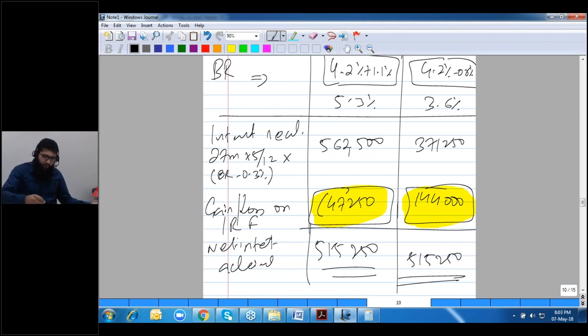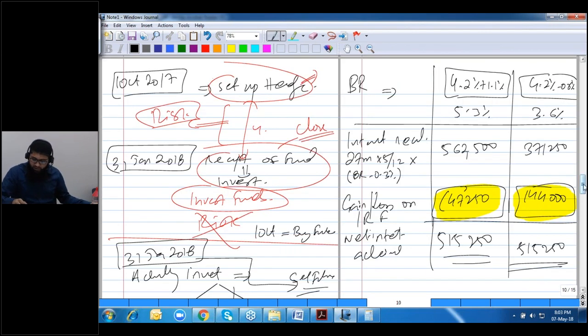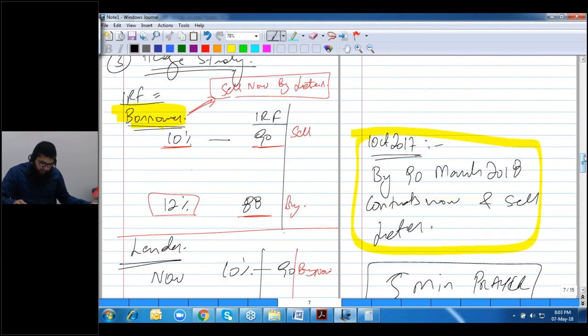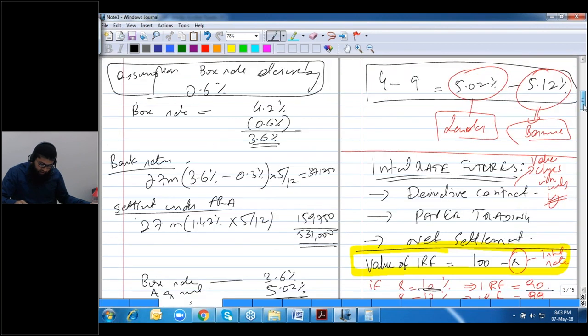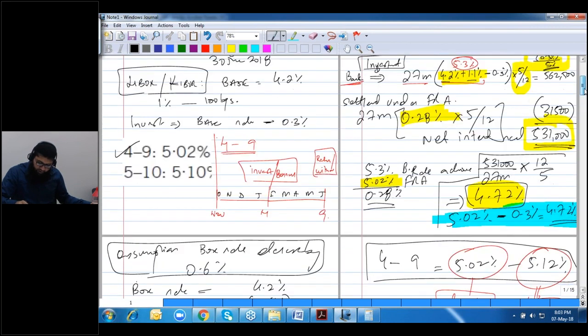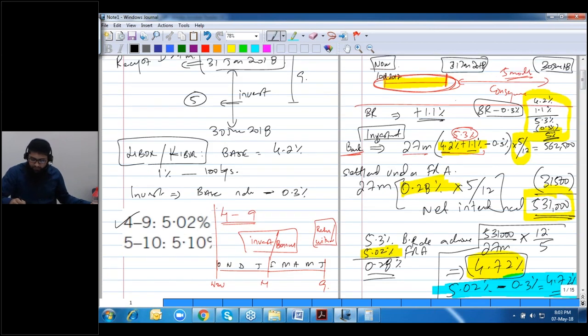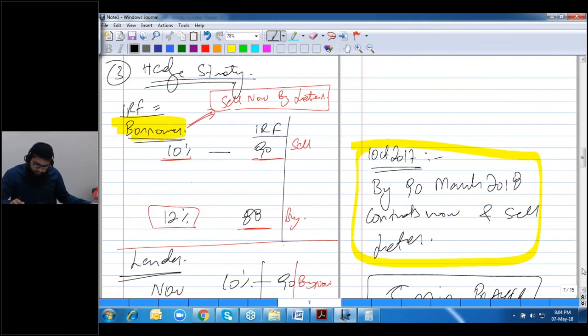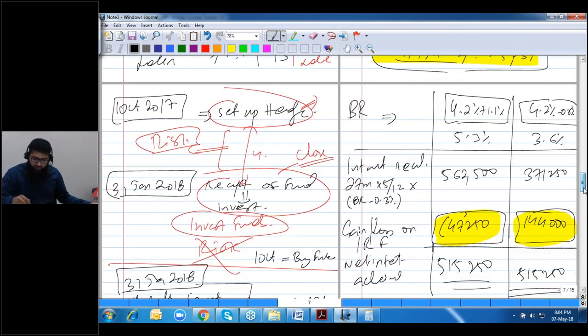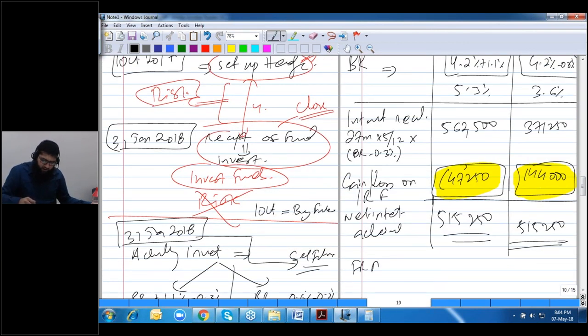So what is going to happen? Up till now, we have talked about the FRA, the forward rate agreement, and with the FRA we were able to achieve a rate of 4.72%, which was 531,000. When we talked about the interest rate future, we were able to achieve 515,250. So up till now, we have compared that the FRA has given a better return as compared to the interest rate future. Is it okay?